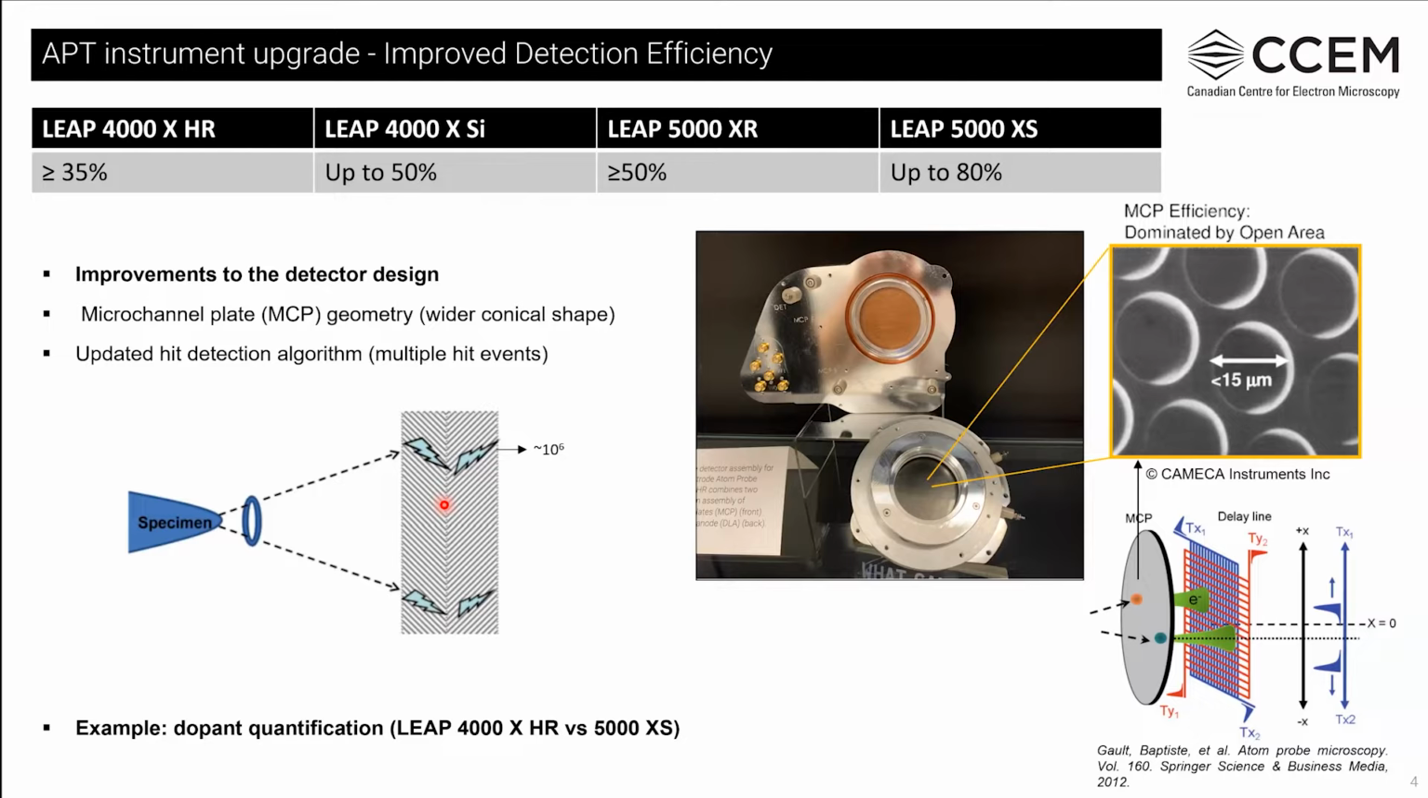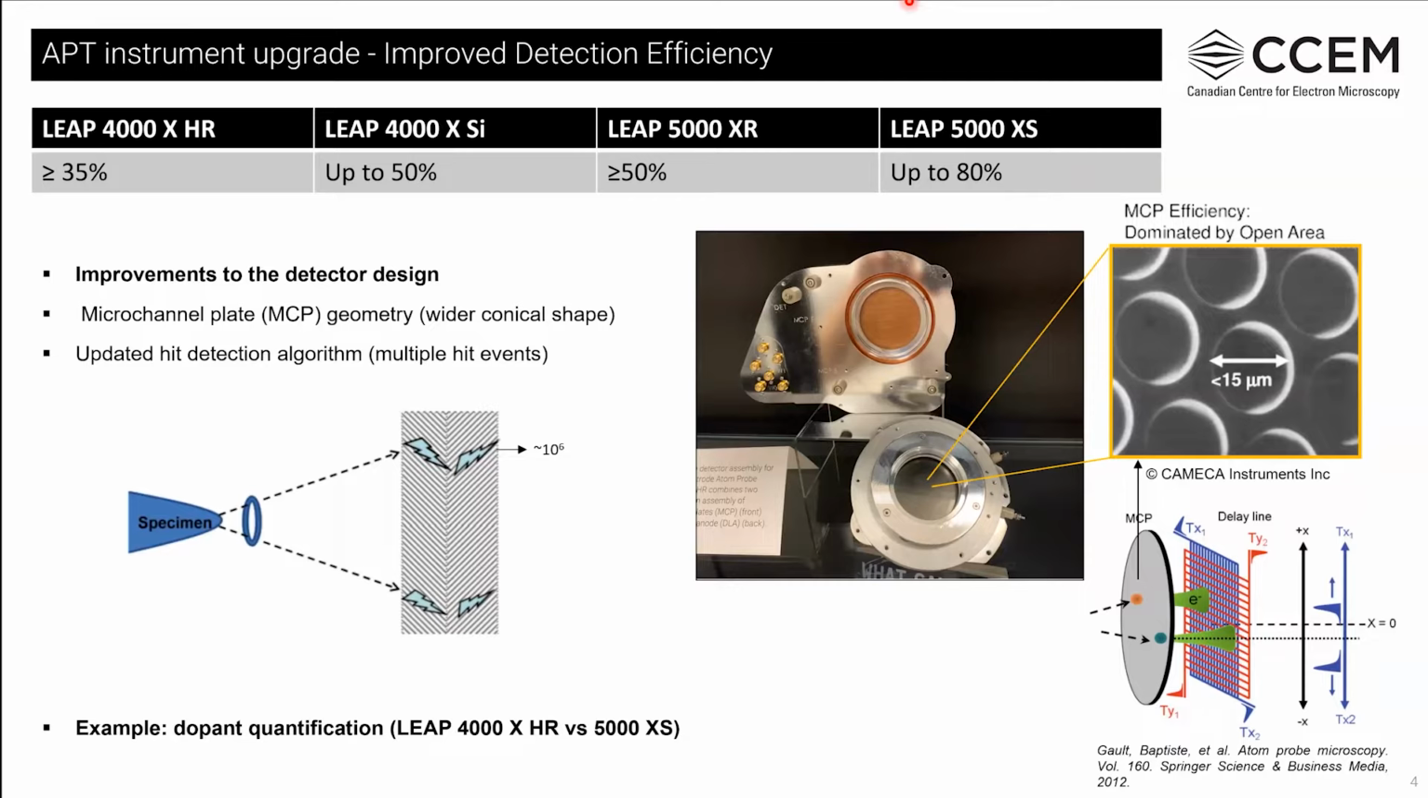The efficiency of the MCP is determined by its open area. The LEAP 5000 design replaces the cylindrical channels in the MCP that was previously used in the 3000 and 4000 models, with a newer design where the openings of each channel are widened into a conical shape, reducing the dead space between channels where impacting ions do not create any signal. As a result, this increases the detection efficiency of the instrument to about 50% for the reflectron equipped model and 80% for the straight flight path model that we currently have.